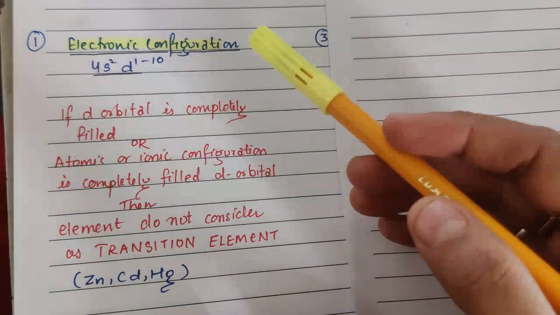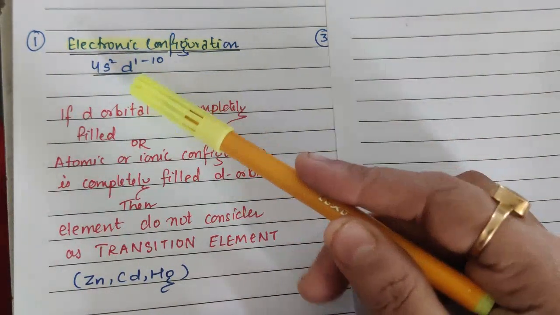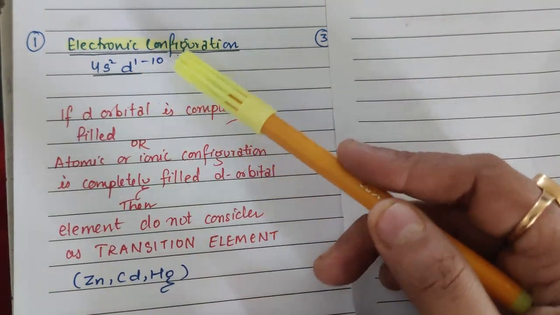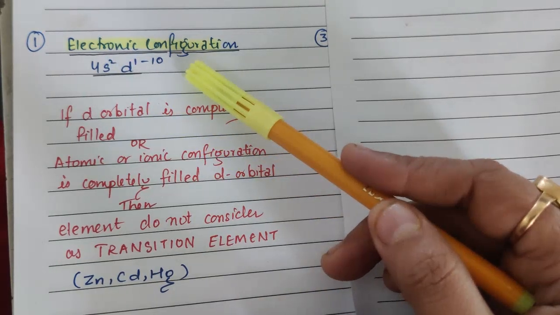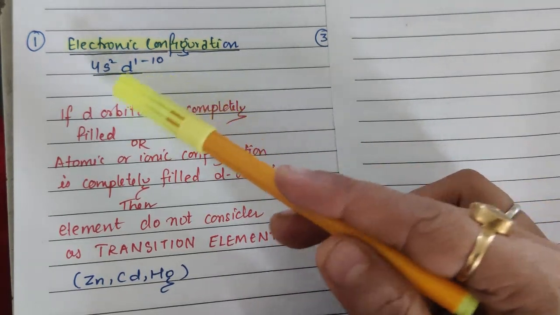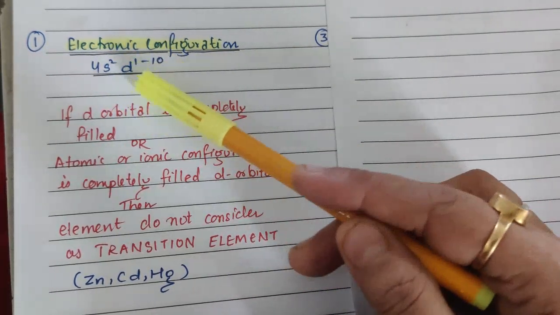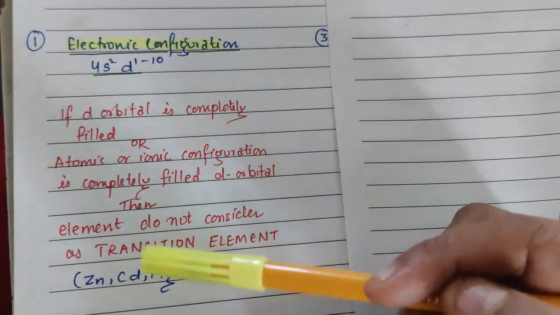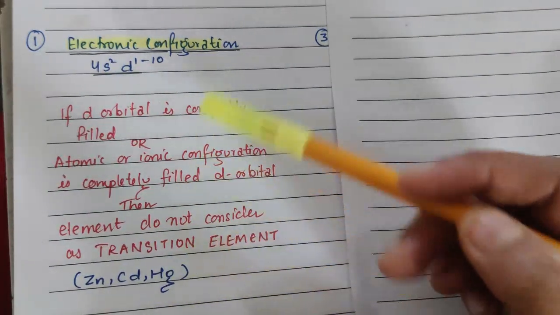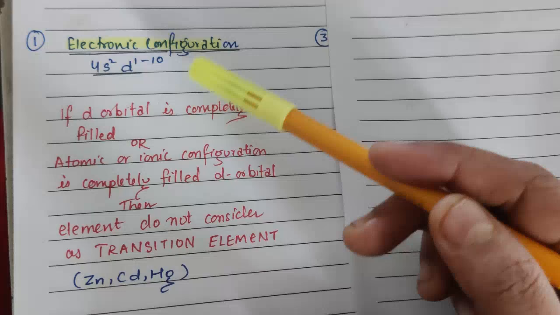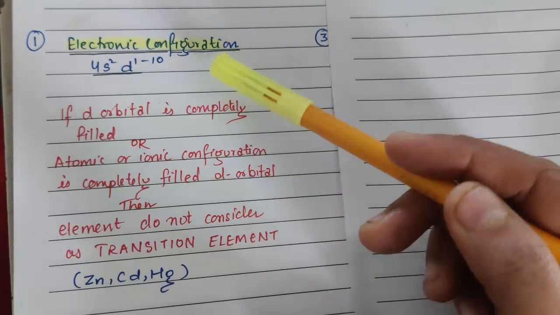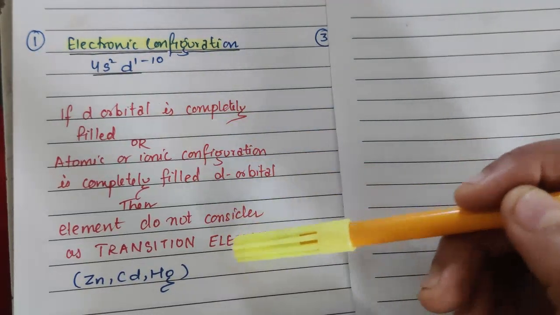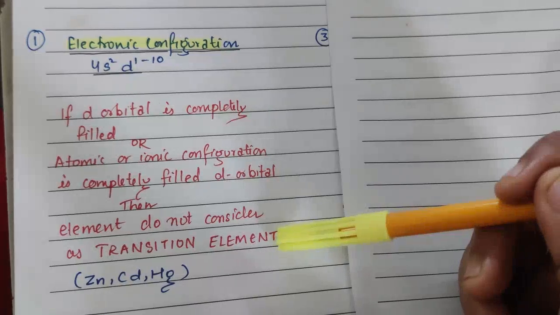The keyword for this answer is the electronic configuration, which is 4s2 3d 1 to 10. And what are transition elements? The elements whose d orbital is partially filled in their atomic and ionic states. But in the case of zinc, cadmium and mercury, the d orbital is completely filled in the atomic as well as the ionic state. Hence they are not considered transition elements.